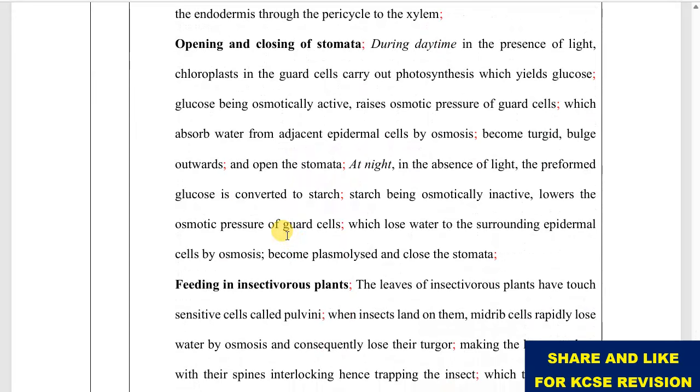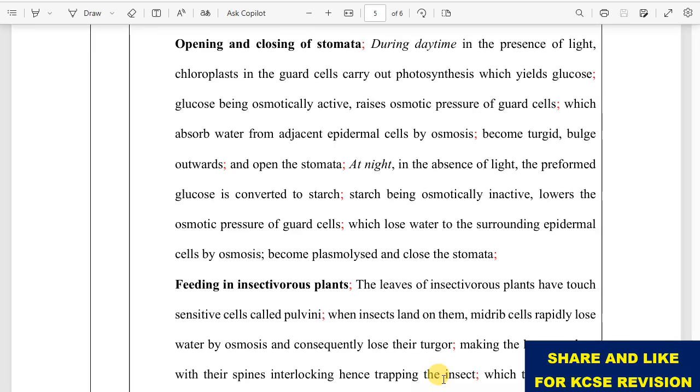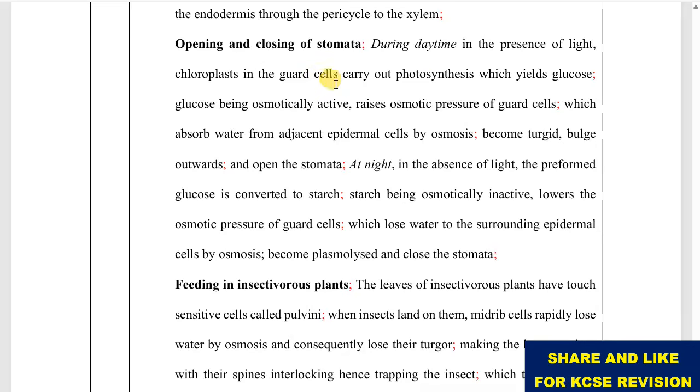Opening and closing of stomata. Opening and closing of stomata during daytime. In the presence of light, chloroplasts in the guard cells carry out photosynthesis, which yields glucose. Glucose, being osmotically active, raises the osmotic pressure of guard cells, which absorb water from adjacent epidermal cells by osmosis, become turgid, bulge outwards, and open the stomata.